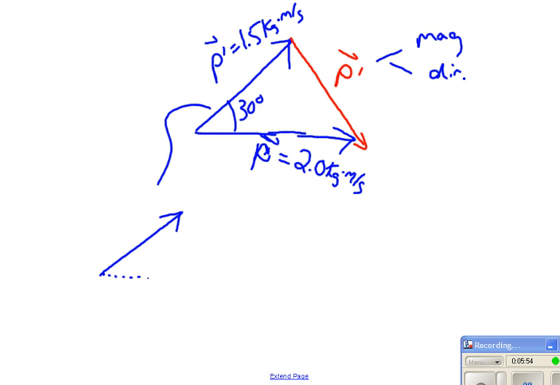Notice that the blue vector after the collision has two components. If this is 30 degrees and this is 1.5 kilograms times meters per second, I'm going to do this quickly, but you can check my math. If you use trigonometry, you will find that it has the following value. The x-coordinate is 1.3 kilograms times meters per second. That's to the right. And then the y component is 0.75.